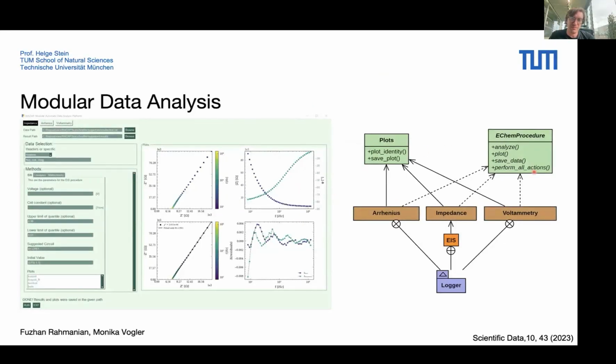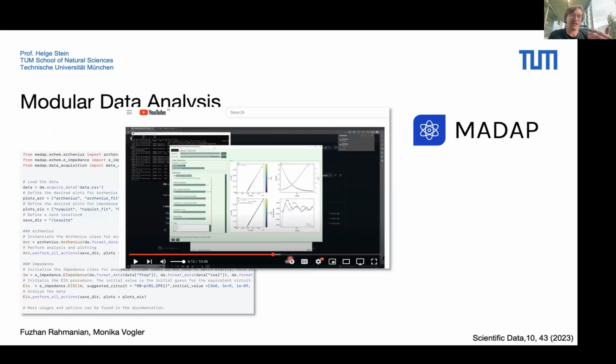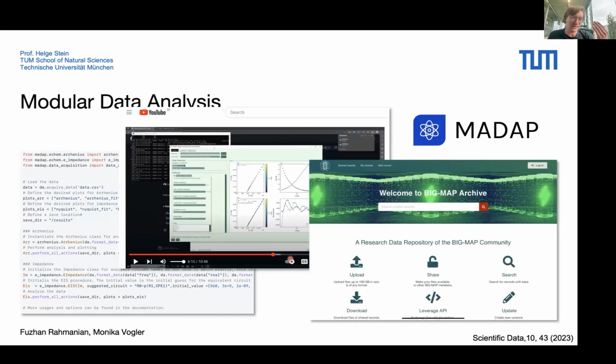What we have implemented here are the most common electrochemical analysis techniques that we have in my group. And you can then chain this up. There's a little graphical user interface. We also have it as a Python interface, so it's even pip installable. For instance, if you need to do an Arrhenius kind of analysis, you can just import it and do it. There's even a YouTube video about this.